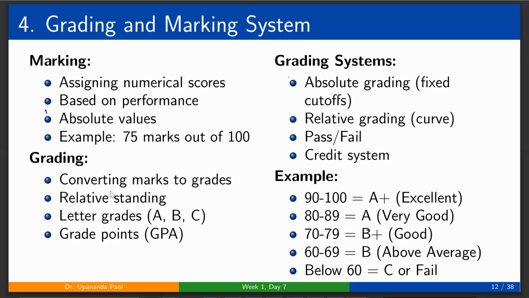Then suppose, for example, below 60 we are giving C or fail, 60 to 69 we are giving B or above average, 70 to 79 we are giving B plus or good, then 80 to 89 we are giving very good, 90 to 100 we are giving excellent. So this is how grading is basically relative.